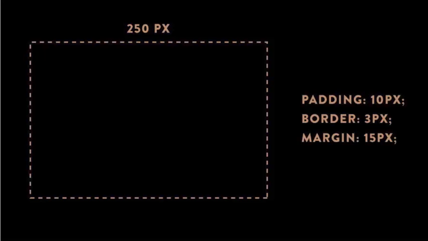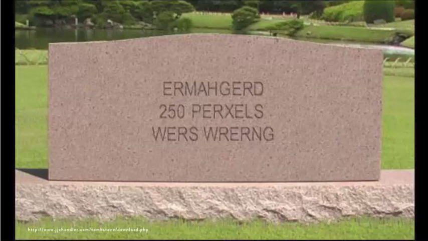Let's say I needed to fit an object into 250 pixels of horizontal space, but I wanted it to have a padding of 10 pixels, a border of 3 pixels, and a margin of 15 pixels. What would I set its width to be? If you answered 250 pixels, you'd be wrong. Dead wrong. Padding, border, and margin all contribute to an object's final width.